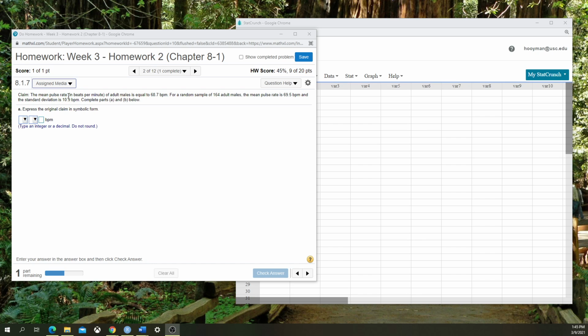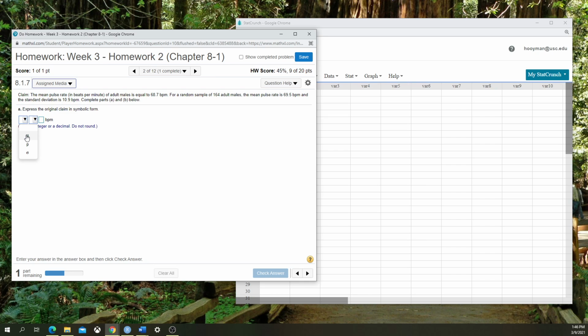So let's look at the claim. The claim of this problem is that the mean pulse rate of adult males is equal to 68.7. So for whatever reason, somebody's making the claim that adult males have a mean pulse rate equal to 68.7. We have to test this by collecting data, running a statistical test, and determining if that is indeed the case. First, express the original claim in symbolic form.